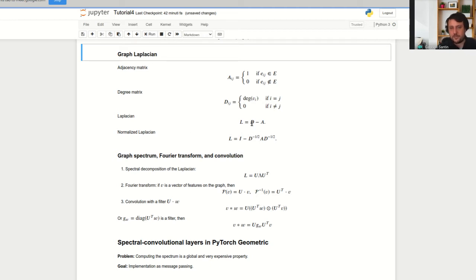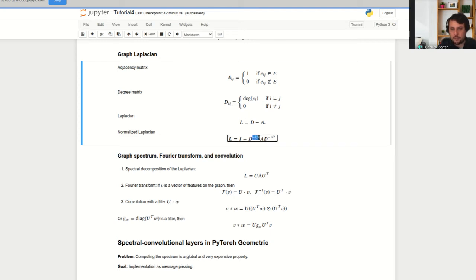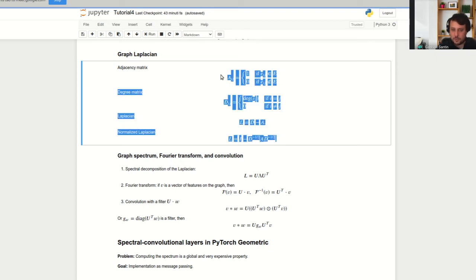And then the Laplacian is just defined as the difference between the two. Or another option is to define the normalized Laplacian, which is just given by the identity minus this renormalization of the A by means of the negative square root of D. This is easy to compute because D is diagonal, so the inverse square root is again diagonal, and every element of the diagonal is 1 divided by the square root of the degree. So up to here everything is quite cheap to compute.